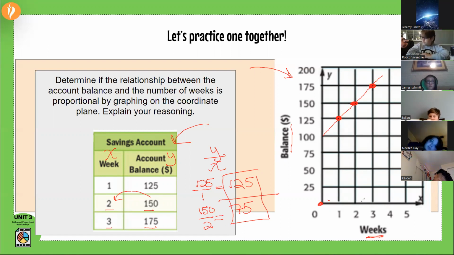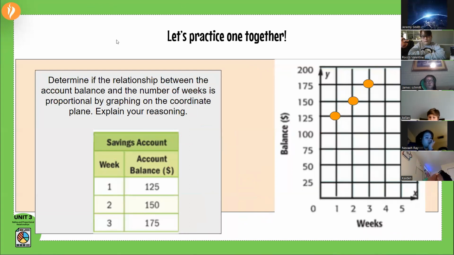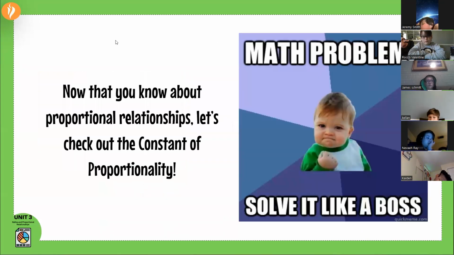If you ever get a different number for any of them, Y divided by X, it means this is not proportional. Okay? So you can prove it by using a graph and a table. What questions do you have? Nothing. Okay. All right, so same thing.